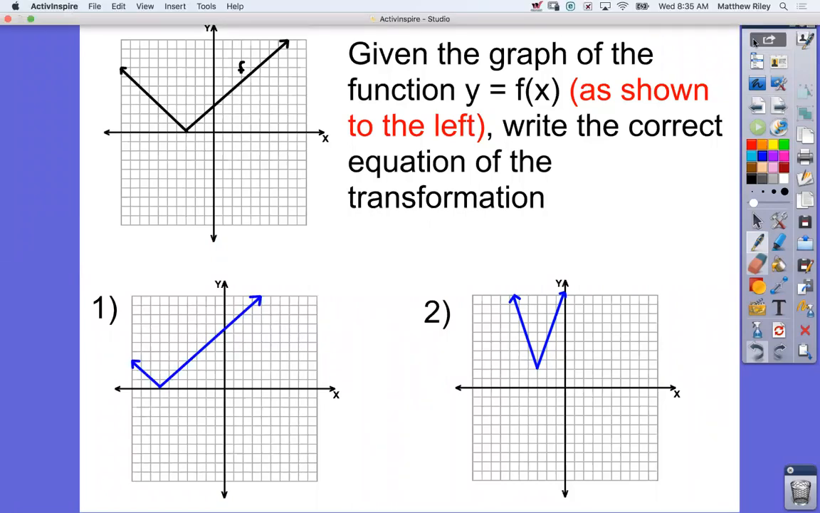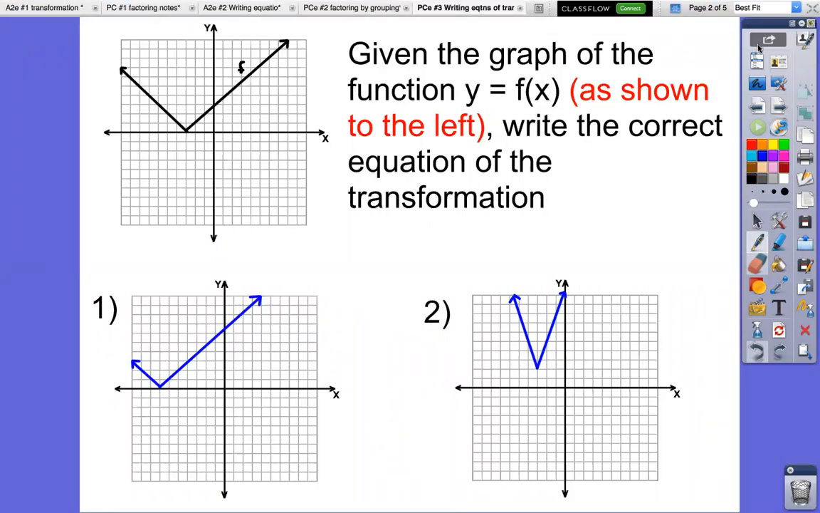So what this says, let me move this here. What this says is, given the graph here at the left, this is your function. So this is the function that we're going to be transforming or moving. Write the correct equation of the transformation. So we've got two problems down here, and this is just like the first four in your book. So if this is my parent function, how can I go from this drawing to this drawing?